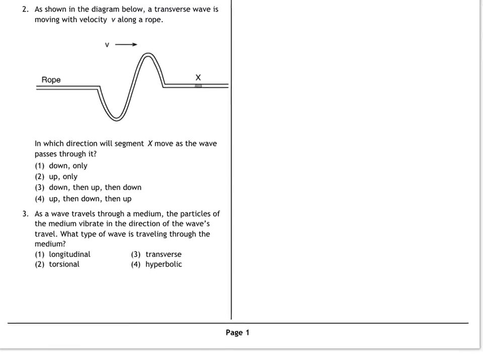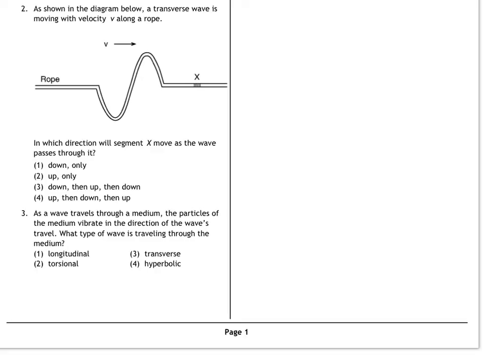And number 2, it says, as shown in the diagram below, a transverse wave is moving with velocity v along a rope, and velocity v is, in fact, moving to the right. So it is going to be a wave that will pass through x at some point. And the crest and the trough will both travel together along the rope until the crest is the first thing to encounter point x. Now at that moment, point x will rise up on the crest.